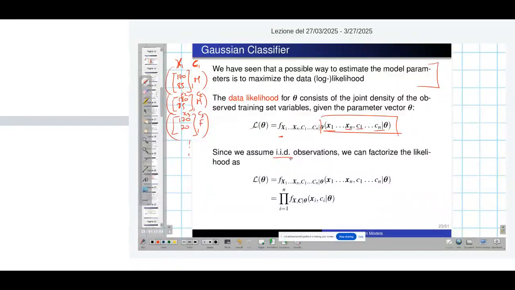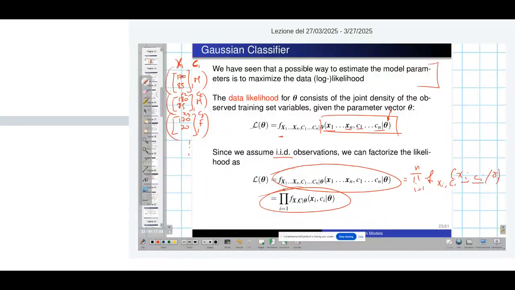Assumptions. IID given model parameters, which means that if we know the model parameter, then this joint density can be factorized over the single component. It can be rewritten as a product over samples of the joint density of a sample and the corresponding class label.